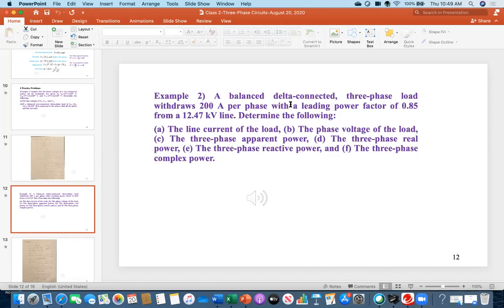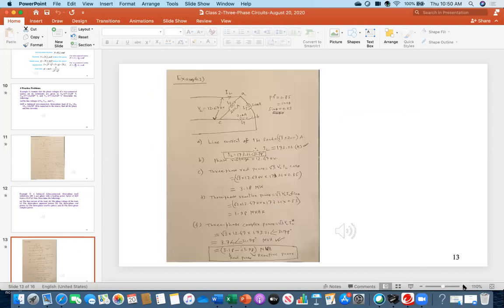So once again, read: a balanced three-phase delta connected load withdraws 200 ampere per phase. This means this is the phase current of the delta connected load, and power factor is given, which is 0.85, and 12.47 kV line. As I told you, this line means this is line to line voltage, but because this is a delta connected system, line voltage and phase voltage are the same. So now here is that solution. Let me zoom in for you.